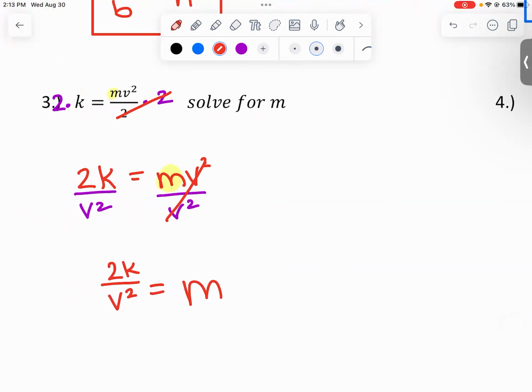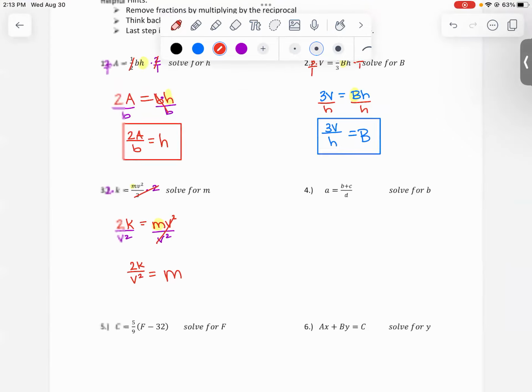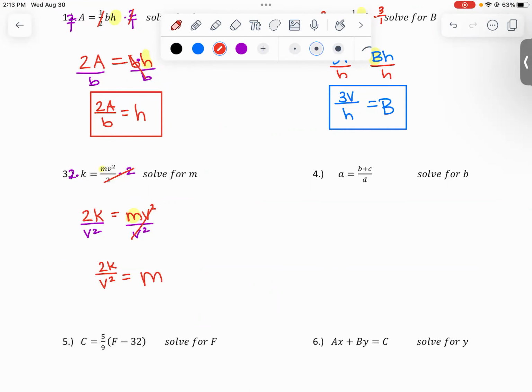All right, so you and your elbow partner, try number 4. Number 4 is not the same. Please notice, in number 4, we're solving for b.